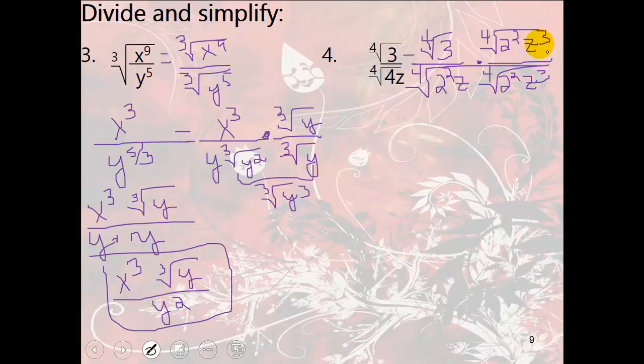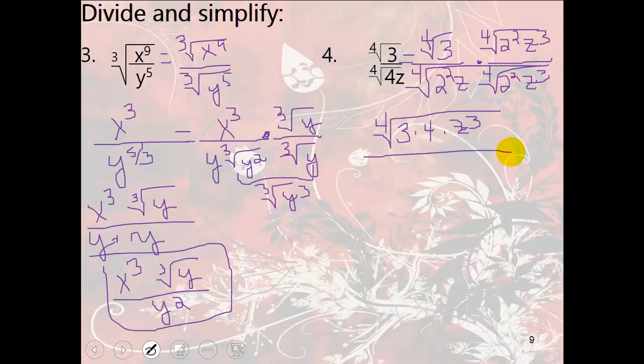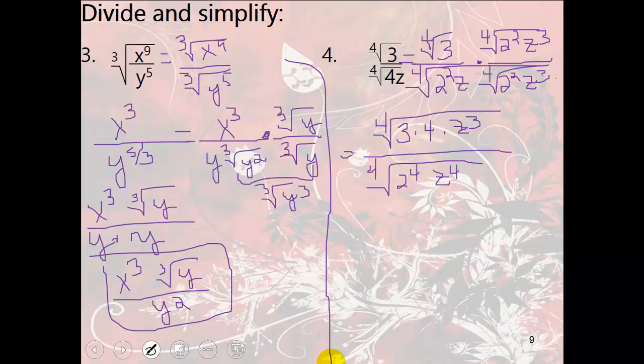Now I'm going to multiply these together, and I get 4. The 4th root of 3 times 4 times z cubed over the 4th root of 2 to the 4th, z to the 4th. All right, this is 2 to the 2 plus 2. That gives me 2 to the 4th. And this is z to the 1st plus z cubed, or z to the 1 plus 3. All right? And now I'm going to simplify, and I get the 4th root of 12z cubed over 2z, because these go out and these go out. And that's your final answer.